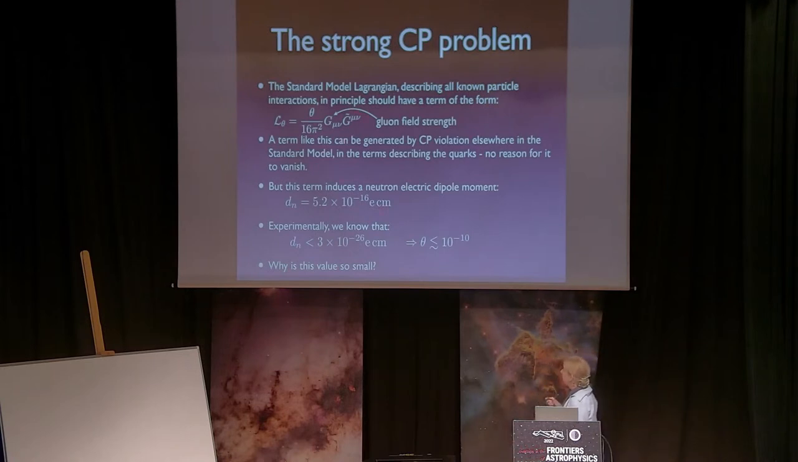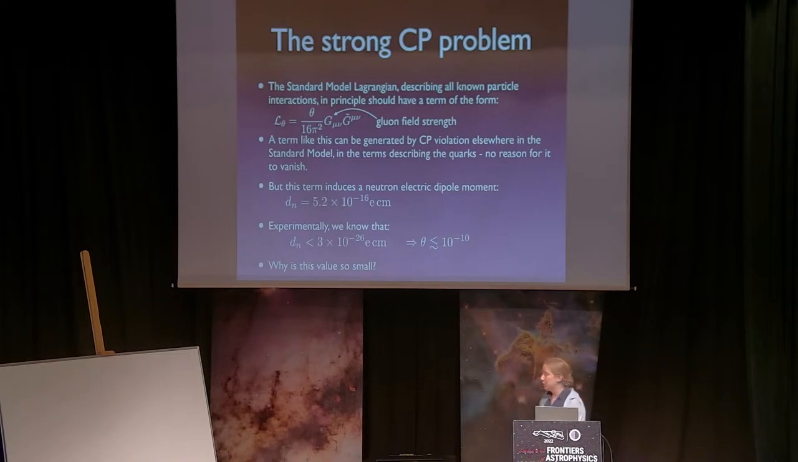However, if this term is present, it would induce a neutron electric dipole moment. My neutron electric dipole moment is missing a theta here. Sorry, there should be a theta in this expression. I don't know where that went. The expected size of this neutron electric dipole moment would be about 5 times 10^-16 times the value of theta, in e centimeters. But experimentally, we know that the neutron dipole moment is more than 10 orders of magnitude smaller than that. So that tells you that this theta parameter, if it's there at all, should be less than about 10^-10. And it's just not at all obvious why it should be so small.